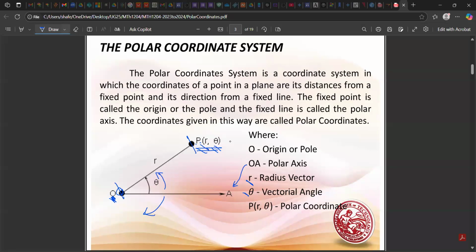Good. And the point P is going to be described in terms of the length of that line segment, the radius vector they call it, and the angle it makes with the polar axis, right? So that's what we're going to do. We're going to define a point in a plane a little differently. We're not going to use X and Y now, right? And keep that in mind.